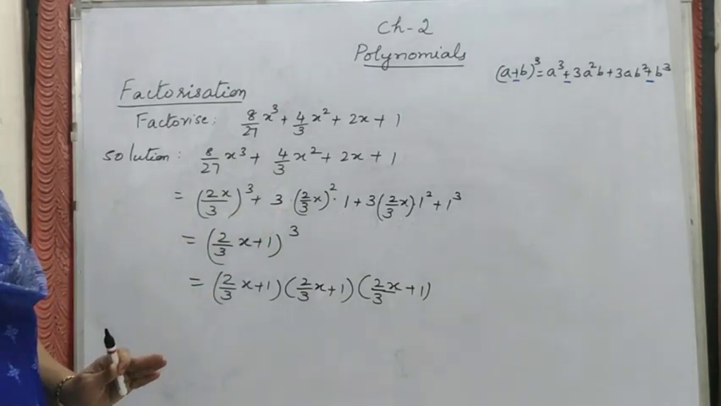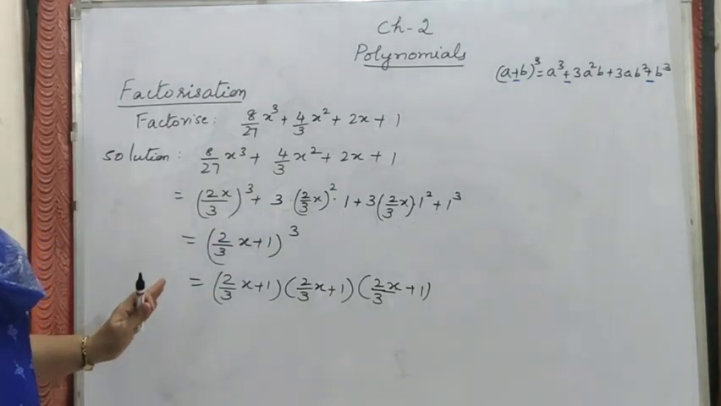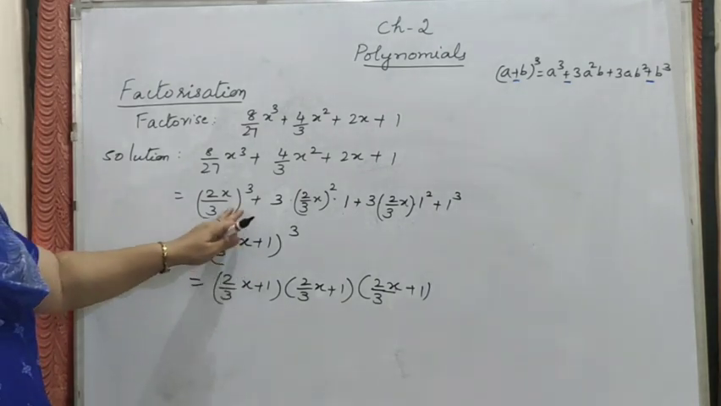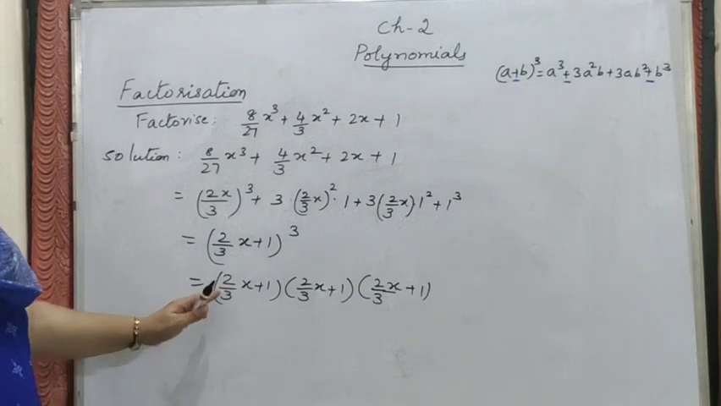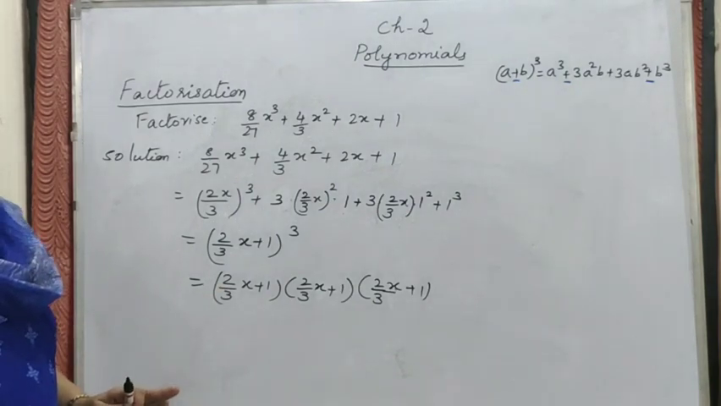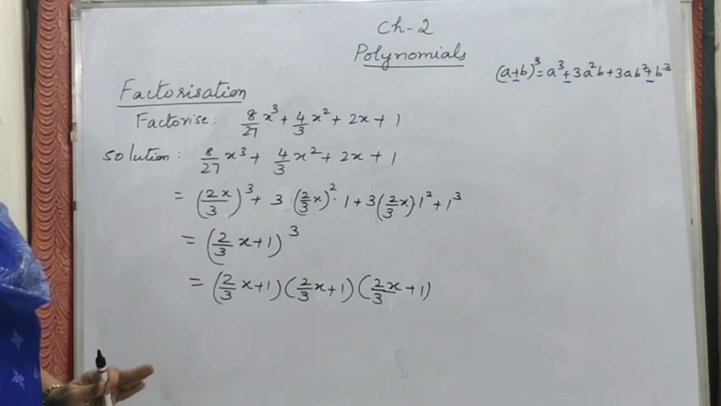Now enough practice you got. I am not writing the identity. You can write the identity and name the a and b there. Now we have got 2 by 3x plus 1 whole cube. That means 2 by 3x plus 1 into 2 by 3x plus 1 into 2 by 3x plus 1. It is also one of the important identities. All the factorization is very important.